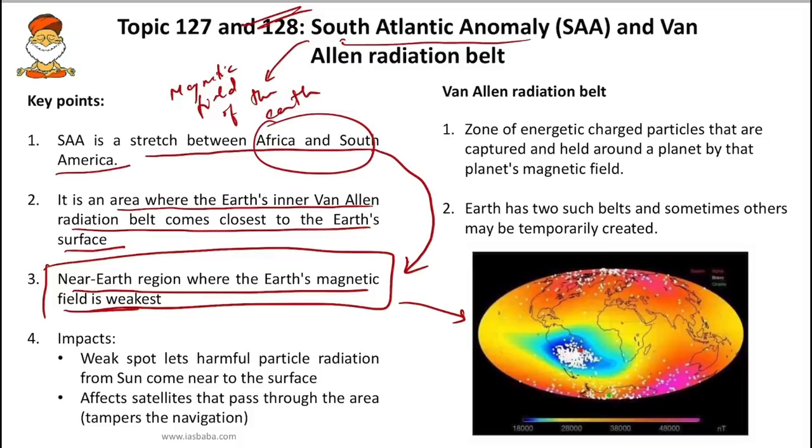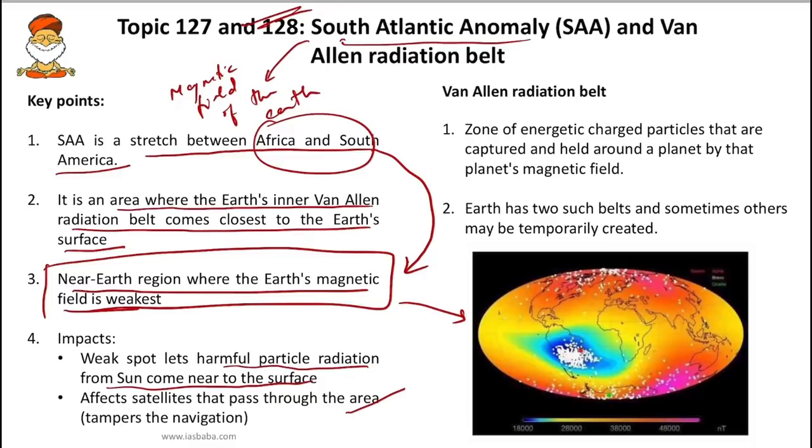Since the SAA is the region where Earth's magnetic field is weakest, it is the spot where harmful particle radiation from the sun comes near the surface, and it also affects the satellites that pass through the area. One should understand why this South Atlantic Anomaly is caused. It is because of the tilt of the magnetic axis and the molten core of the Earth. Both cause the dent in the magnetic field.